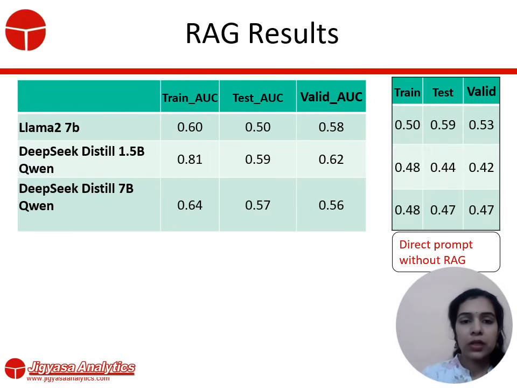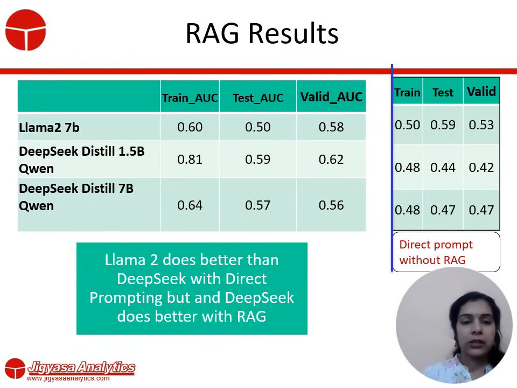Now let's see the results without the RAG approach. In this approach, all the models struggle to give good results. The Llama 2 model performs significantly better than before, with a test AUC in this case of 0.59. Both DeepSeek models perform worse with AUC scores below 0.5, which shows that predictions are like random guessing. The key takeaway from this experiment is that the Llama 2 model performs better with direct prompting and DeepSeek models perform better with the RAG approach.